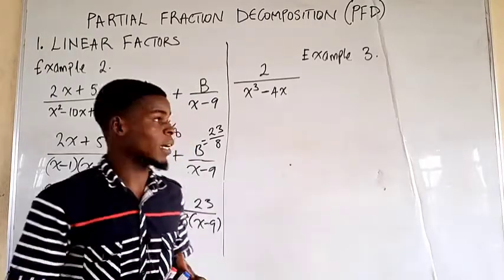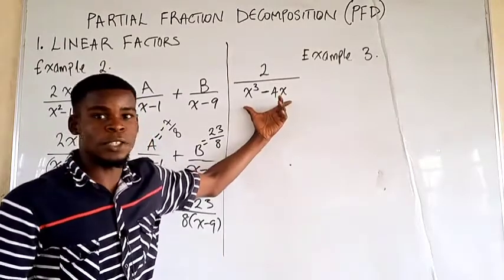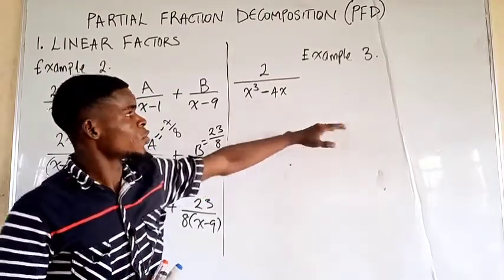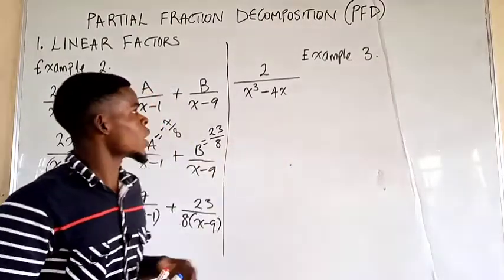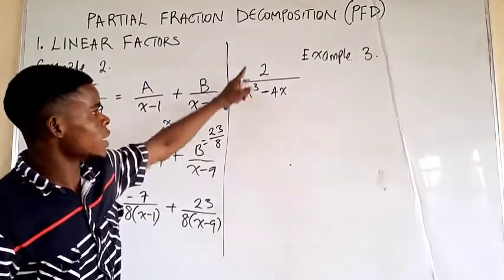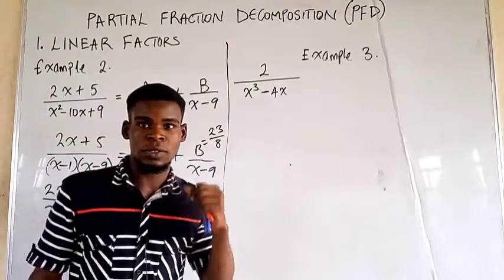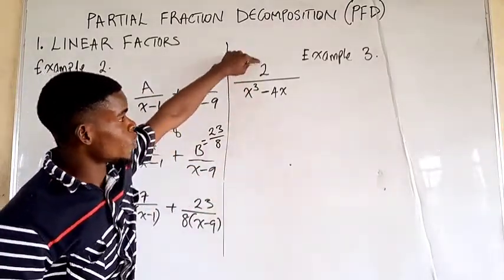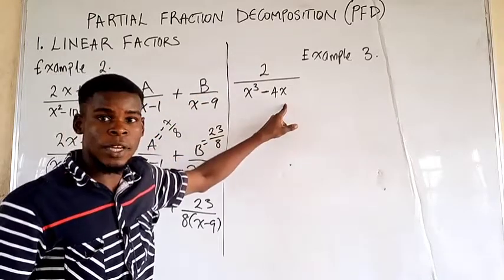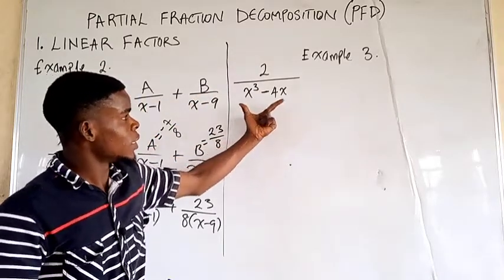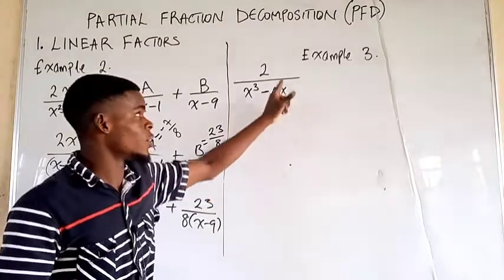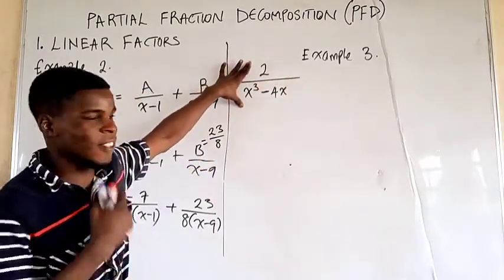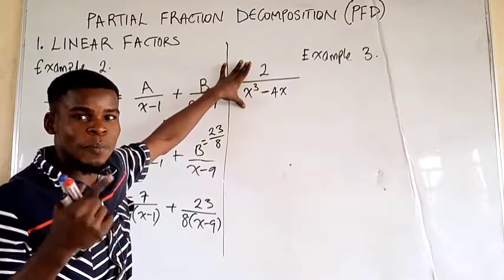Now here we want to talk about this fraction. So we want to decompose it into partial fractions. This is just example 3. Look at this, this is different from what we've done the other times. This is 2 over x cubed minus 4x. So the degree of the denominator is 3 and the degree of the numerator is 0. So this is a proper fraction, so we can just decompose it.